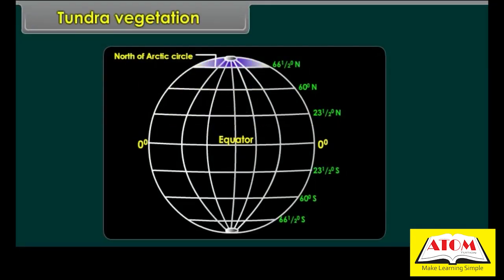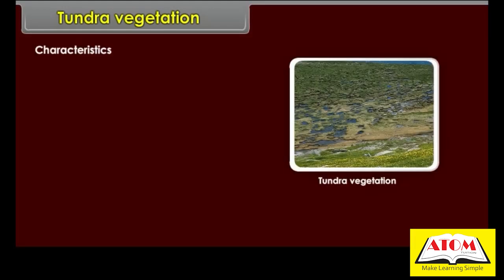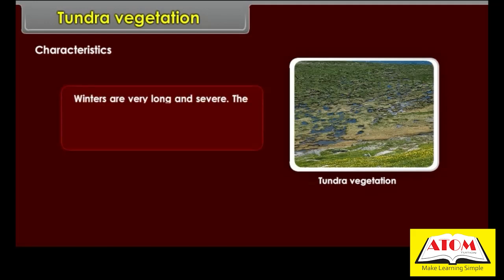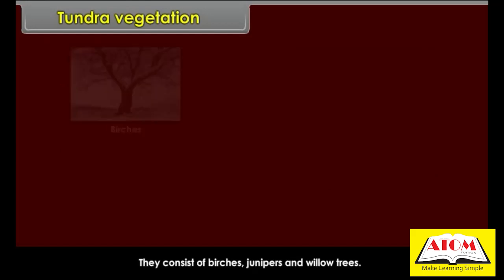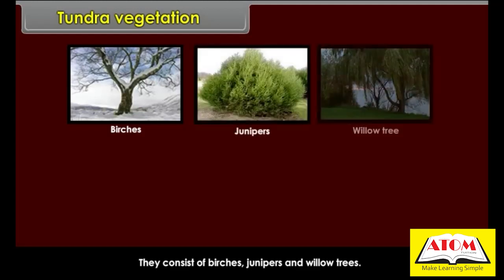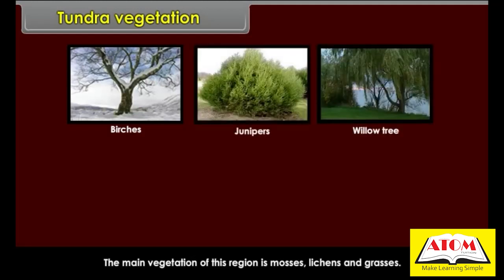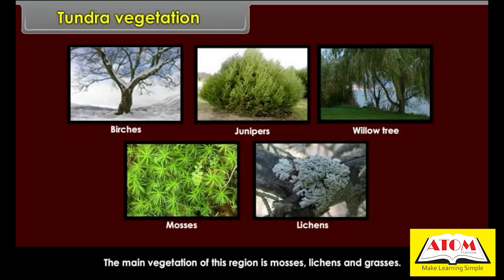Tundra vegetation. This type of vegetation is found to the north of Arctic Circle. Characteristics. Winters are very long and severe. The growth of plants is very restricted. Short stunted plants and trees grow adjoining the taiga forests. They consist of birches, junipers and willow trees. The main vegetation of this region is mosses, lichens and grasses.